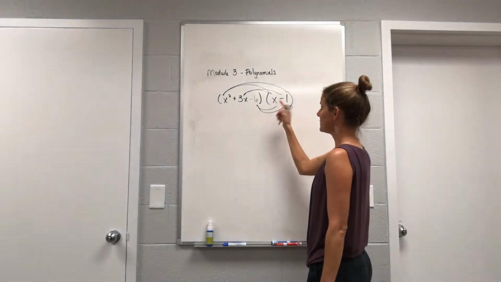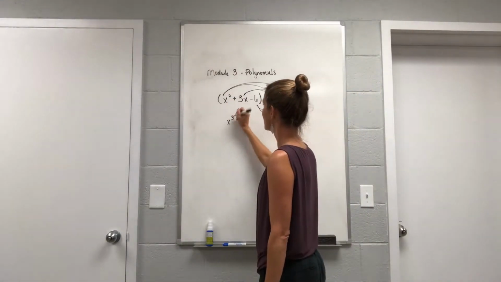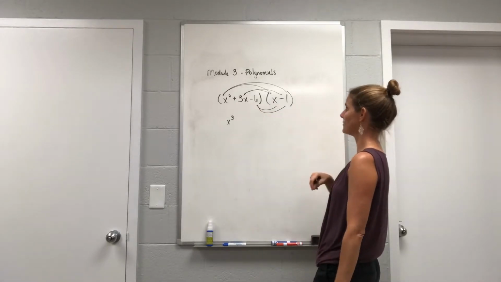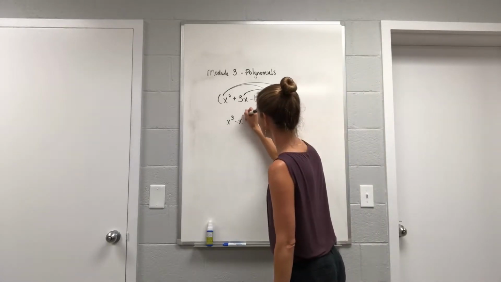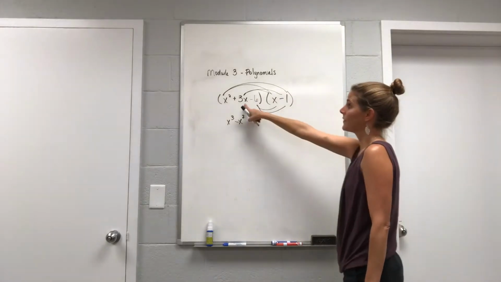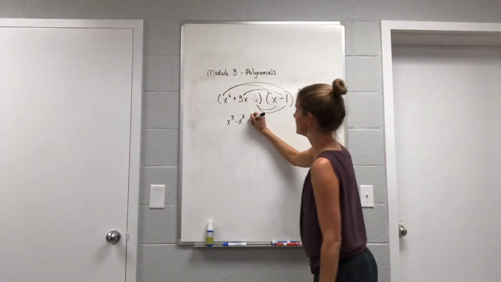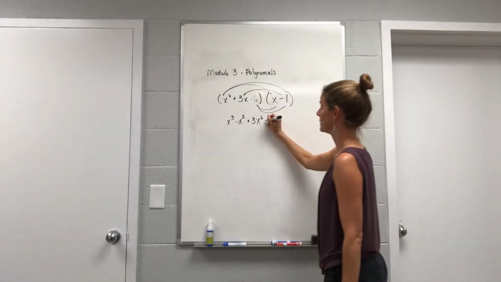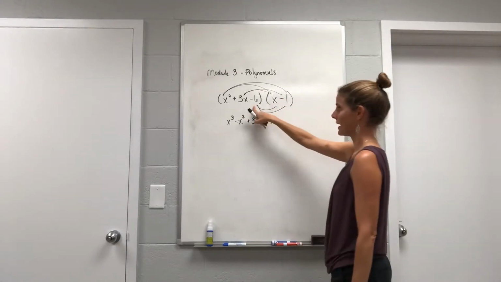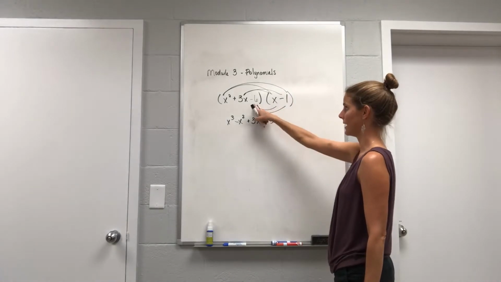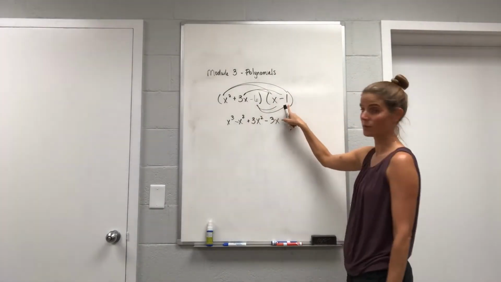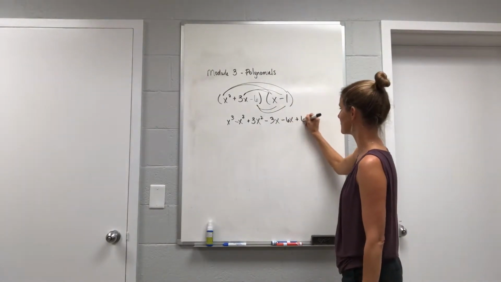All right, so x squared times x is x cubed. X squared times negative 1 is negative x squared. And then 3x times x is 3x squared. 3x times negative 1 is negative 3x. Coming back to the negative 6, now I'm going to distribute that. Negative 6 times x is negative 6x. And then negative 6 times negative 1, and a negative times a negative will give me a positive 6.